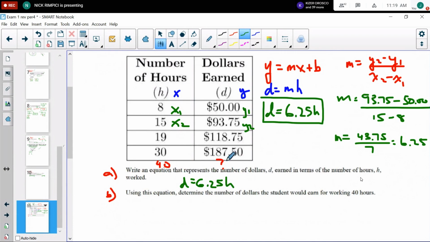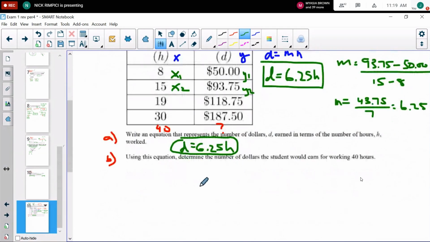Okay, so there it is. I'm just copying it here. All right, simple as that. That's it for part A. For part B, using the equation, determine the number of dollars the student would earn from working 40 hours.